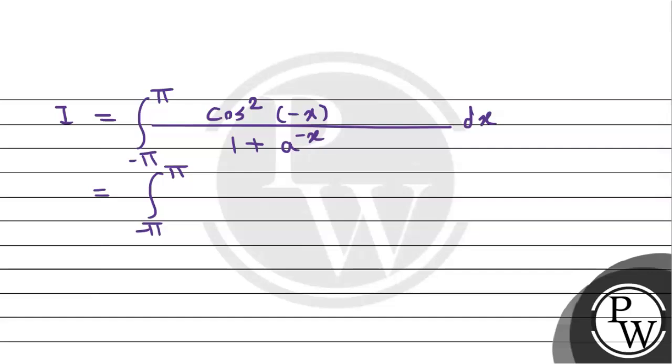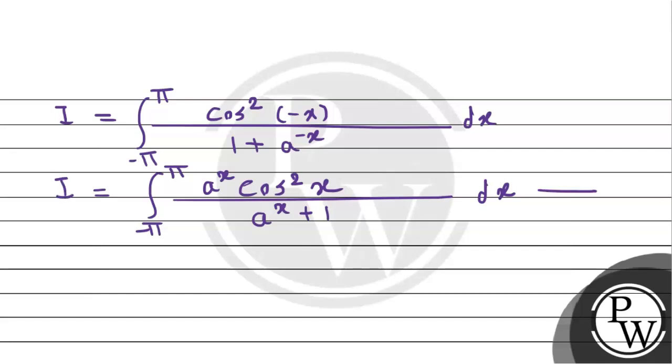As we know, cosine x is an even function, that is why cosine square of minus x becomes cosine square of x, divided by a to the power minus x. We can write a to the power minus x as 1 by a to the power x, and if I make the denominator common, it becomes a to the power x divided by 1 plus a to the power x. So a to the power x goes to the numerator, a to the power x dx. Now we will call this equation 2.